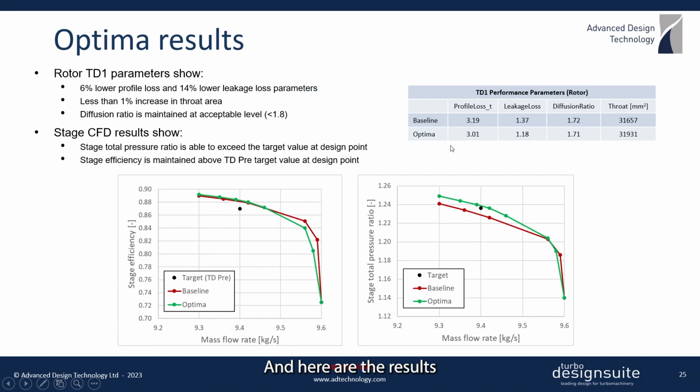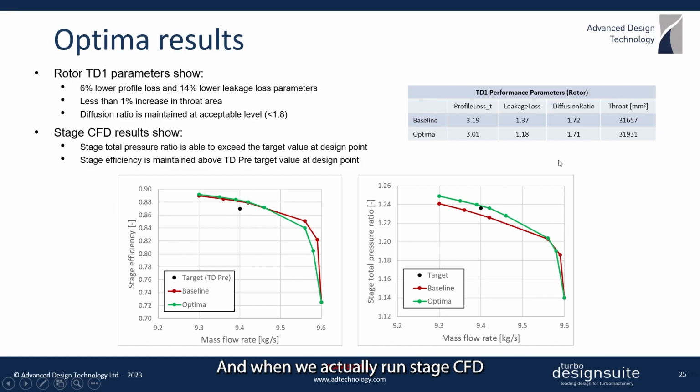And here are the results for the optimized rotor, and it's interesting to see the effect on the Turbo Design 1 parameters, where we can see a significant reduction in the profile and the leakage loss parameters as a result of the optimization, with only a slight change in the throat area and the diffusion ratio.